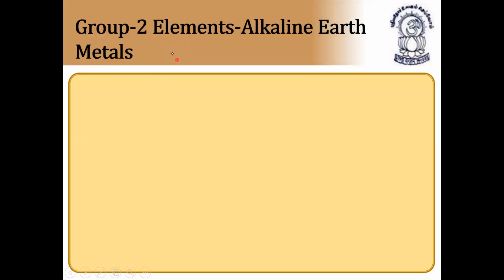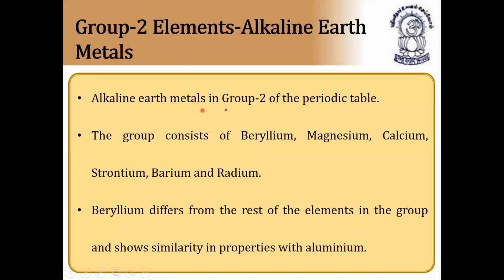As I told you, in this lecture we'll discuss the elements of alkaline earth metals, group 2. Group 1 we have done with some important points. Now we are going to discuss group 2. Alkaline earth metals is nothing but group 2 of the periodic table. What are the elements? It consists of beryllium, magnesium, calcium, strontium, barium, and radium. So these are all the alkaline earth metals.